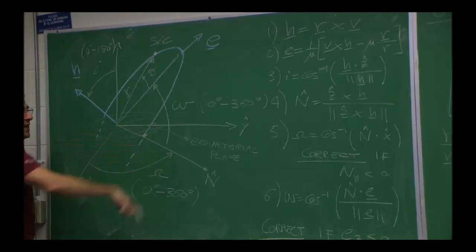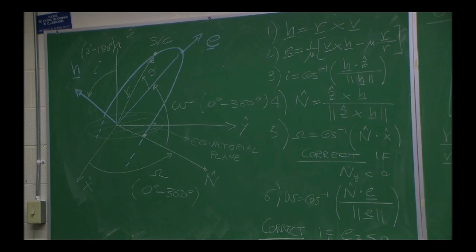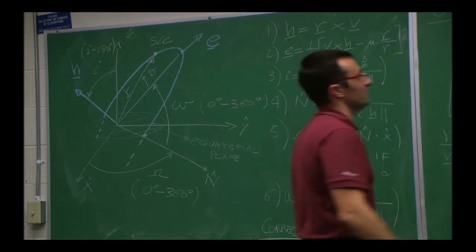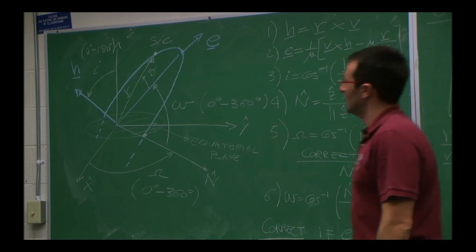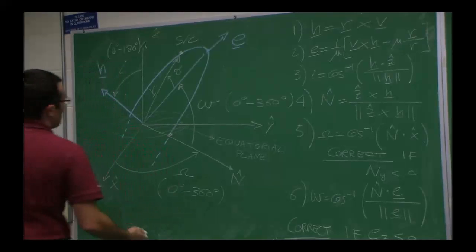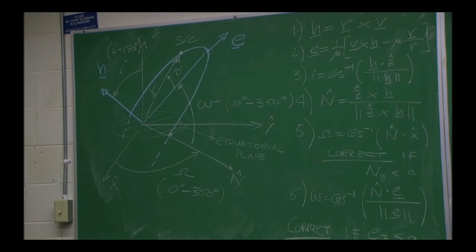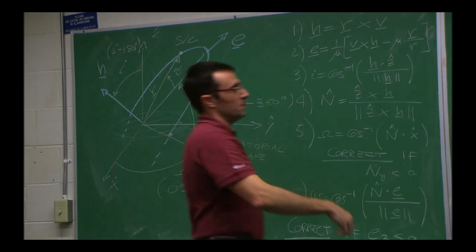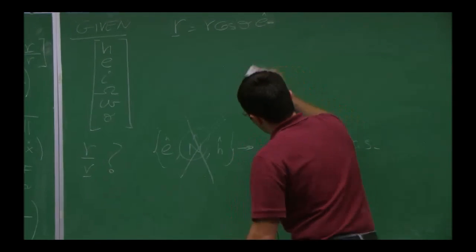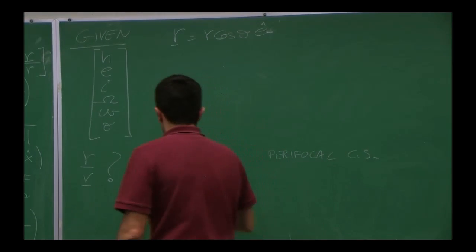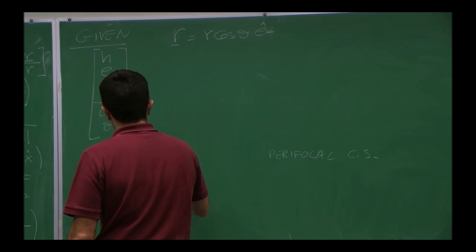Are E and N at 90 degrees? So that is not right. That is not a good idea. It's almost there, but E and H are at 90 degrees. That's all we know. So that is almost okay, but I can't use N. So we need to use something else. So this is not the perifocal coordinate system. It's almost the perifocal coordinate system. Maybe I can use definitely E.